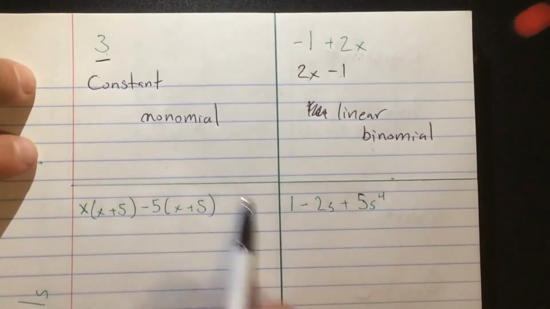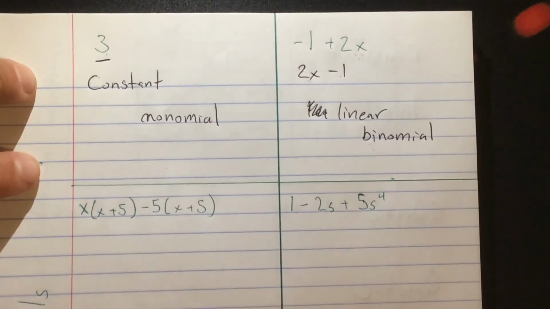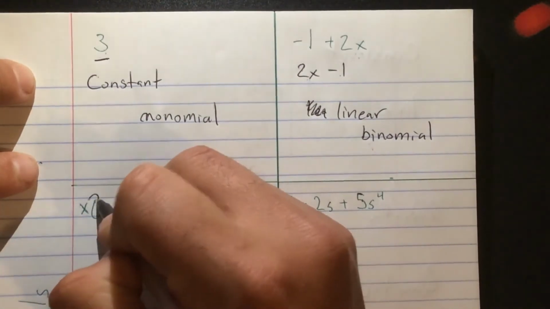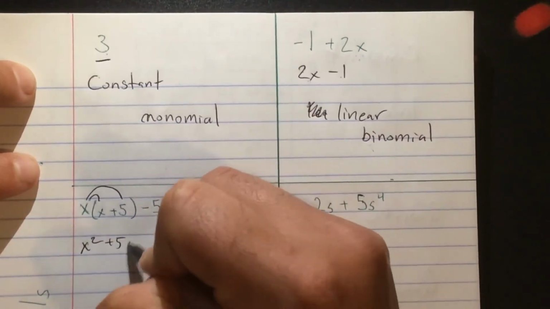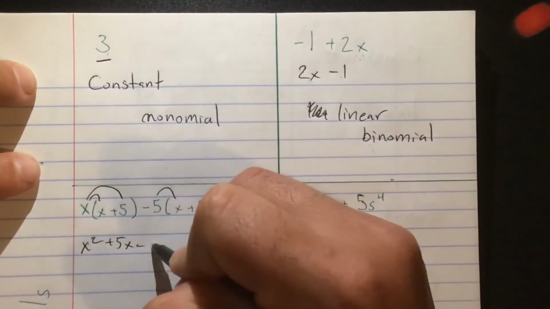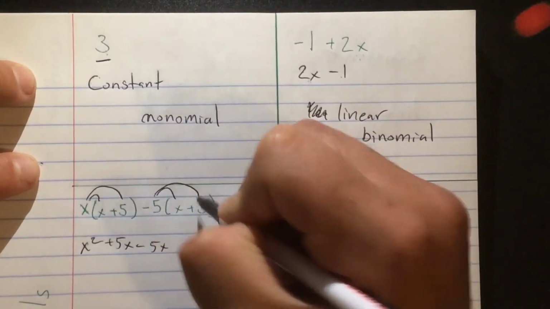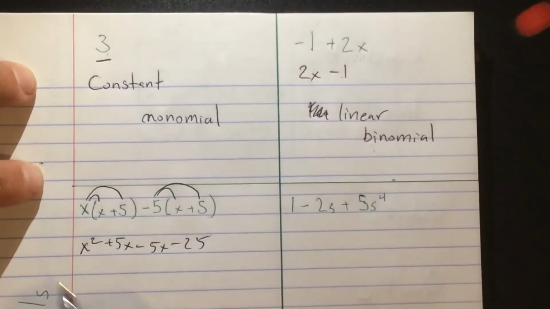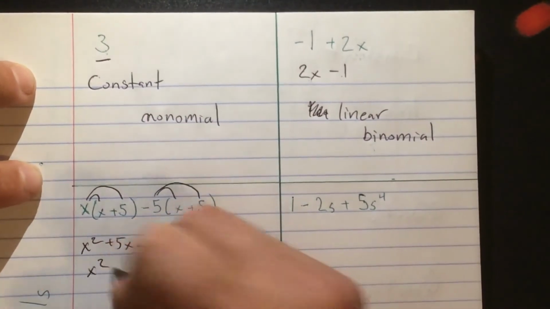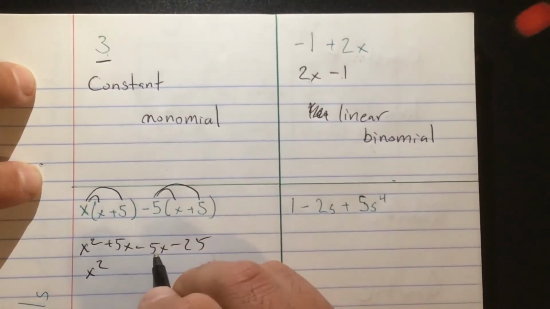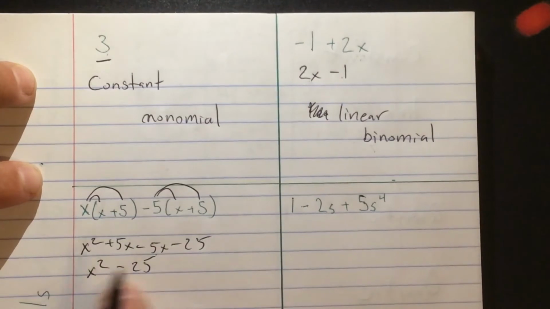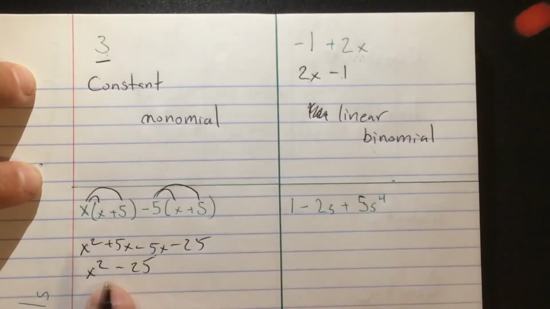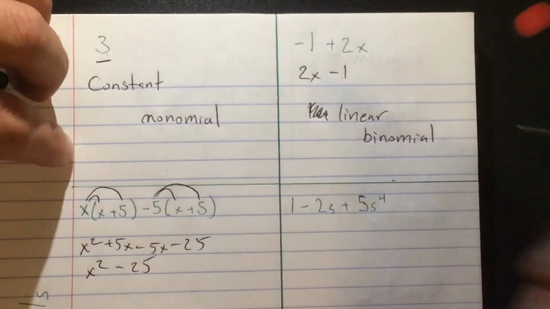Next one, we got this one here. This one's kind of a little bit jumbled up, so we're actually going to do our distribution here. So we have x squared plus 5x minus 5x minus 25. When we simplify, this is going to be x squared, 5x minus 5x equals 0, minus 25, which is a perfect square, by the way. Or not a perfect square. Difference of 2 squares, but that doesn't matter.